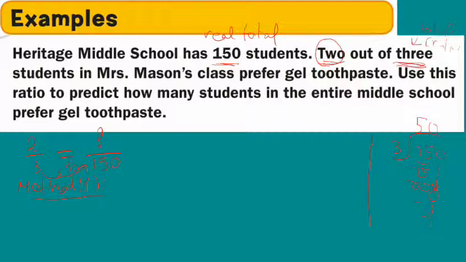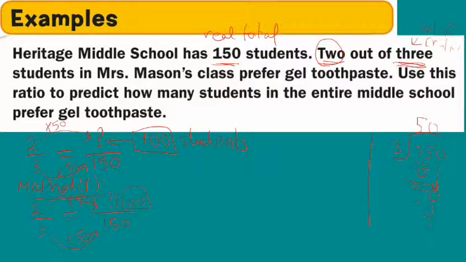And what we do down, we should do up here to get an equivalent ratio. And of course, it's equivalent because there is an equal sign here. So we also multiply 2 times 50, and we get our result, which is 100 students. So the answer is 100 students prefer gel toothpaste. This is method number 1. So again, method number 1 is: we multiply 3 times 50 to get 150, and also we multiply 2 times 50 to get 100.